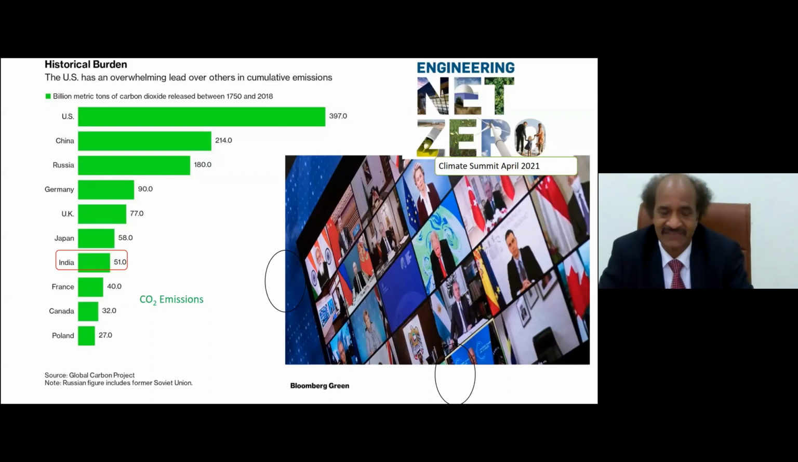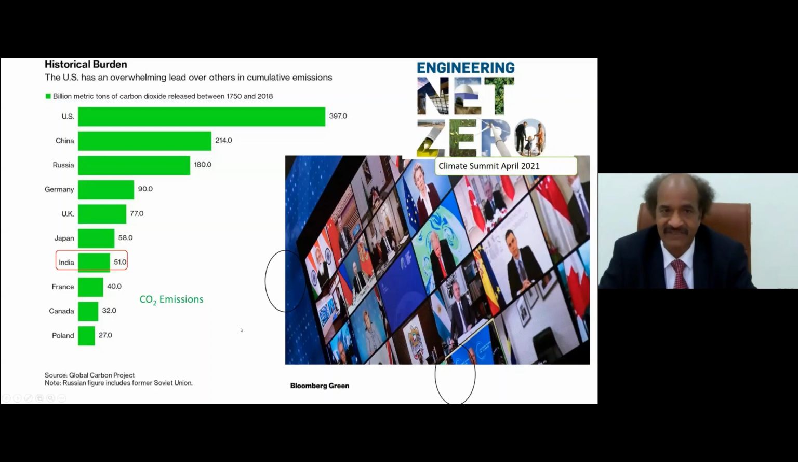So if you look at historically what has happened, billions of metric tons of carbon dioxide have been released between 1750 and 2018. So this slide shows that United States has been number one in emission of carbon dioxide, followed by China, Russia, Germany, UK, Japan, and India stands at number seven. So that is a fact of the matter. So nations of the world, which are shown on this slide, must consider very seriously to reduce carbon dioxide emissions and go for the net zero.